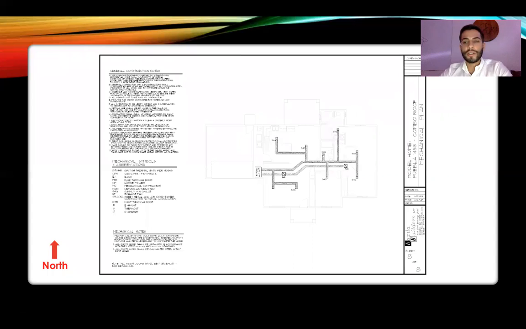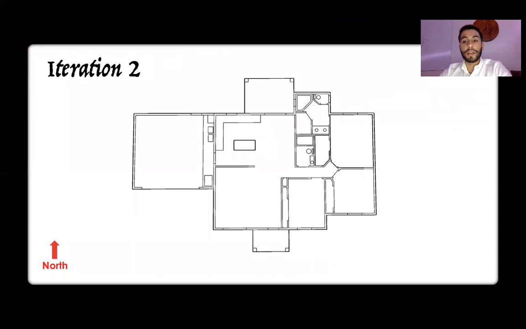This is an architectural plan of the mechanical system. I wanted to create a system that was passive, that didn't have to rely on this mechanical system, so I'm going to get into that now. This is iteration number 2. So this would be what I propose, the evolution of the Modelo Puebla.